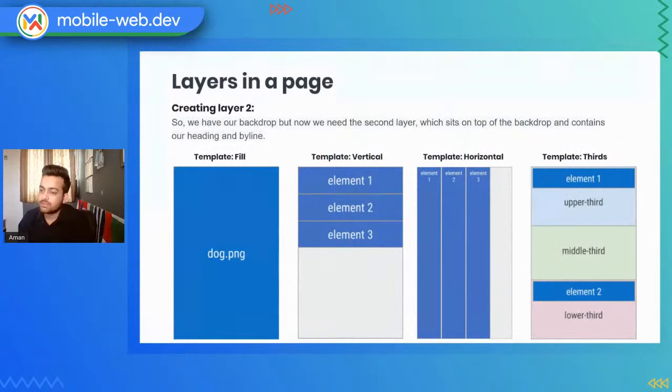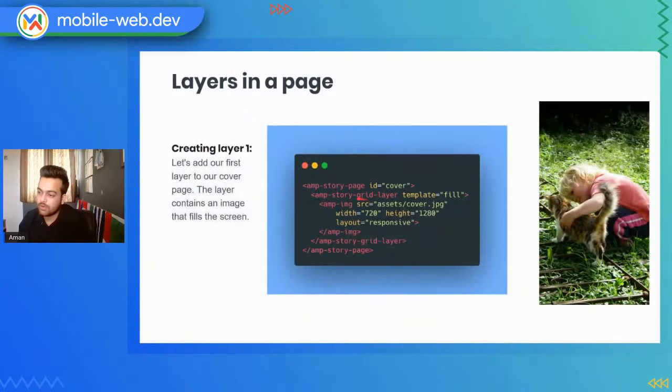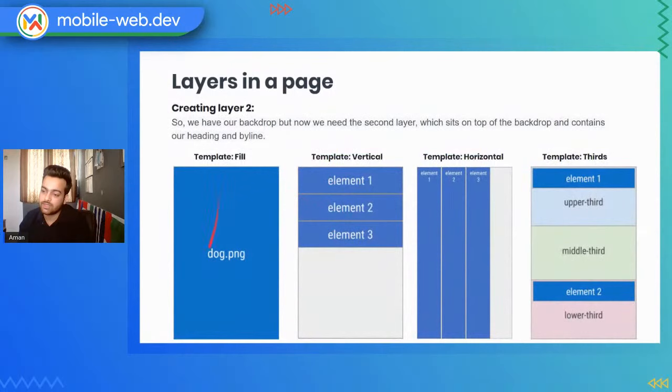And this is an example of how the layering actually works, how you can use different templates. The first one that we saw was a template fill, which means that whatever elements you put inside this template, the whole page is going to contain that image. Remember that we put an AMP story grid layer, which has a template fill option, and then inside this AMP image, whatever elements you put will exactly go as a fill template.